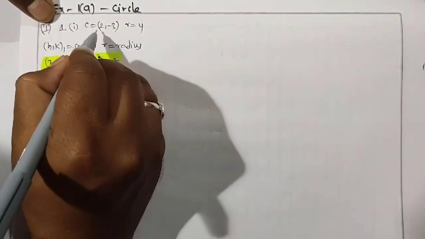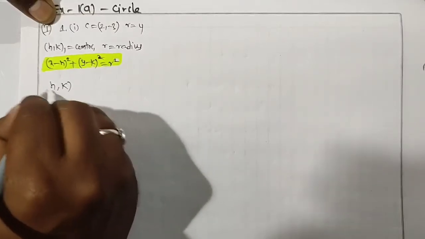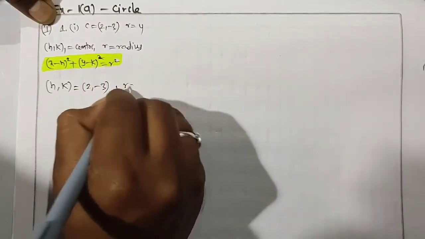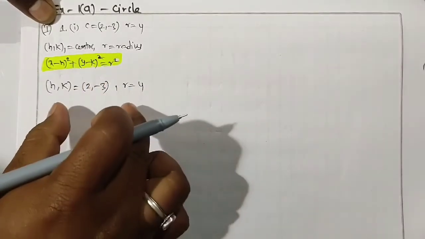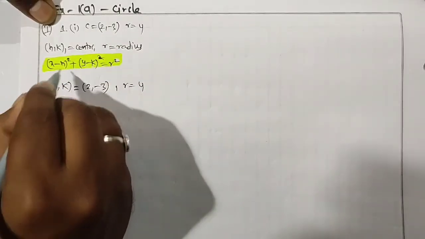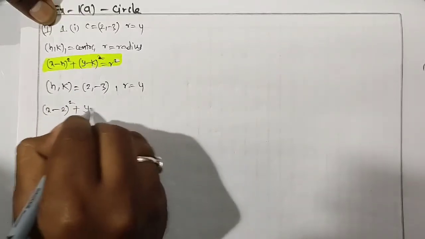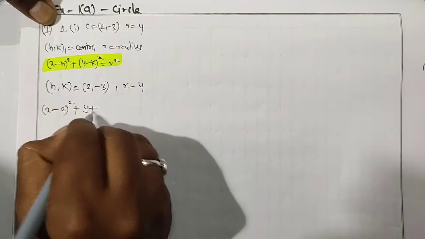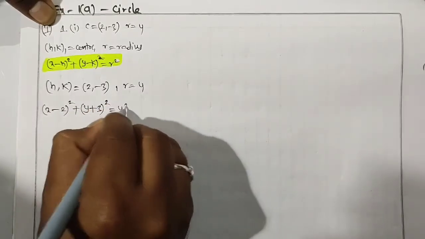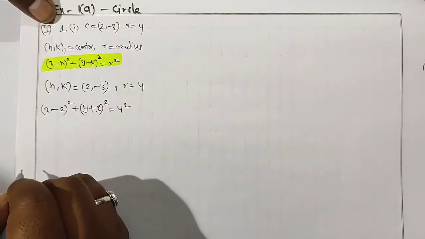Given the center 2 comma minus 3, therefore h comma k is equal to 2 comma minus 3 and r is equal to 4. Substitute these values in the equation, we get the answer. That's why x minus 2 whole square, plus y minus of minus 3 becomes plus, y plus 3 whole square is equal to r square, that is 4 square. So we have to expand by using the formulas a plus b whole square and a minus b whole square.